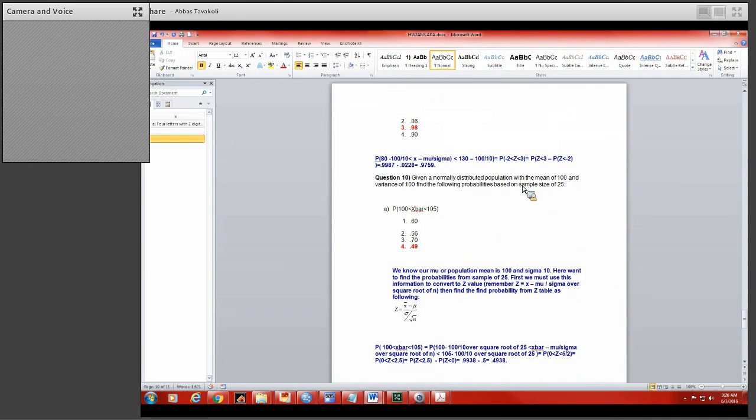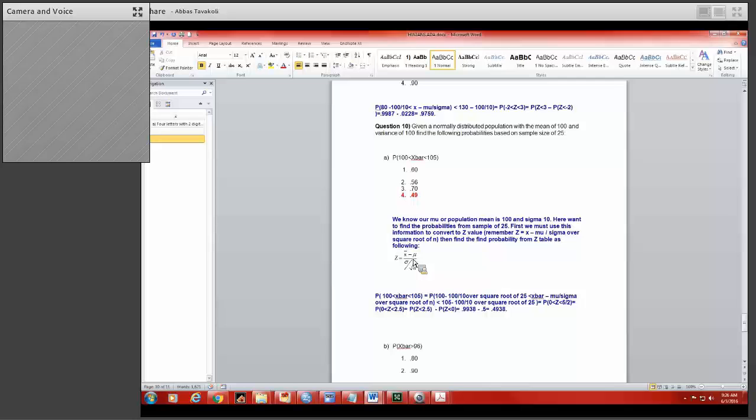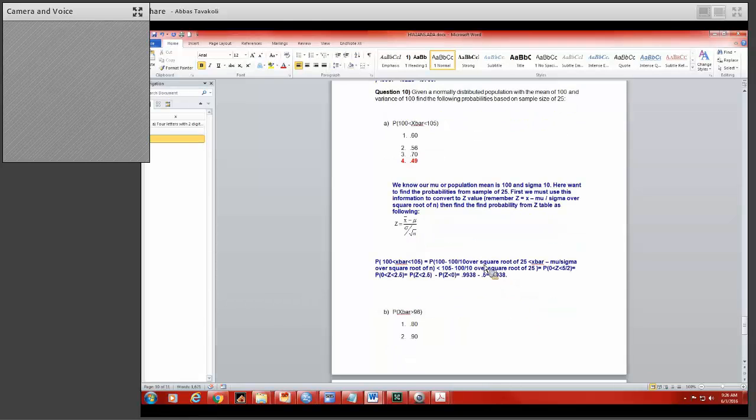Question 10, the distribution. Now we have a sample size 25. You have mean 100 and the variance 100, so sigma would be the square root of that, 10. So between these two values, again, you convert those using this formula, 100 minus 100 over 10 over the square root of 25, and that gives you basically the value between 0 and 2.5. And if you calculate, for 0 the value is 0.5, and then for 2.5 it would be 0.4938, which I rounded to 0.49.